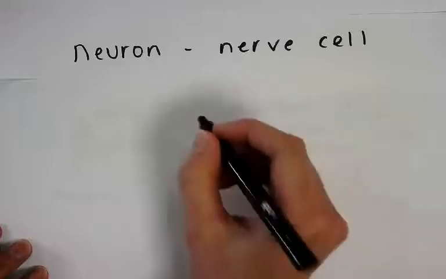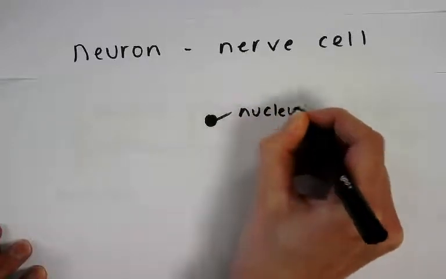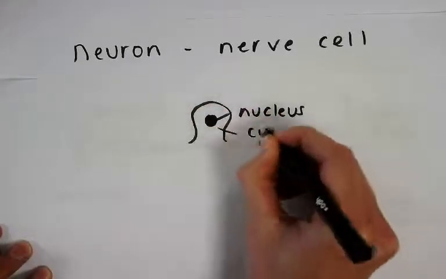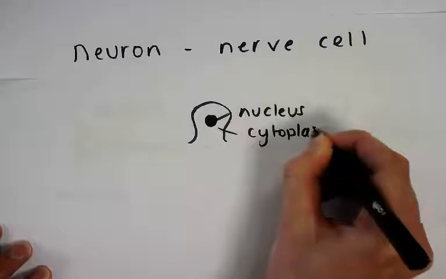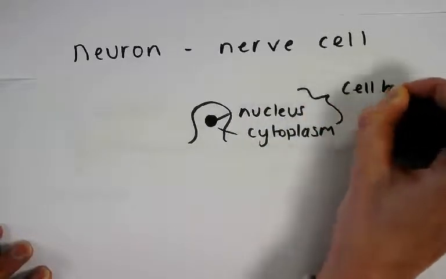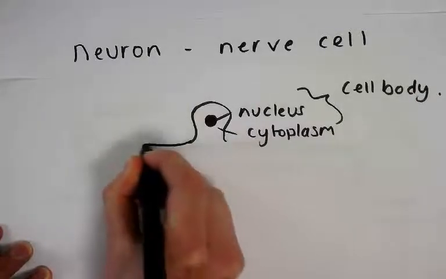So, like most cells in the body, neurons will have a nucleus, and that nucleus is going to be housed within a section of cytoplasm, and together we can call these two things the cell body. So the cell body is the nucleus held within a bit of cytoplasm.